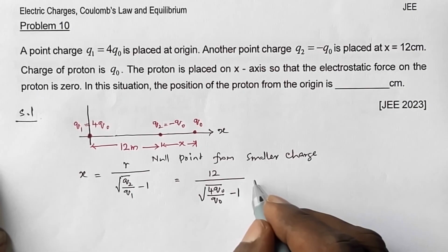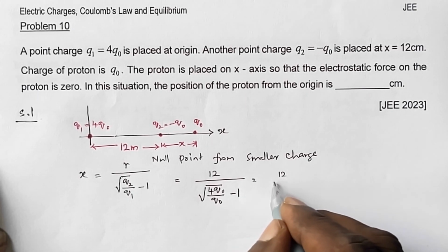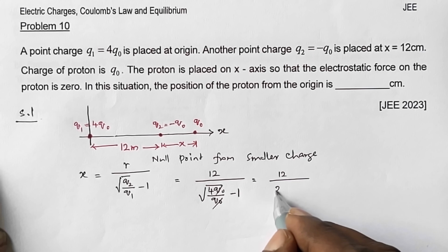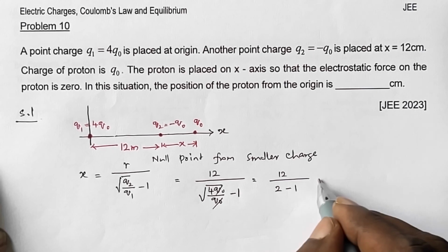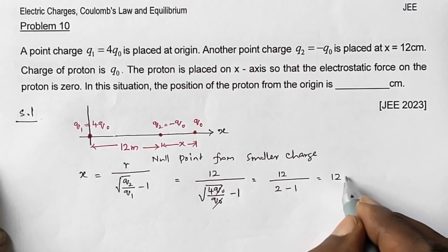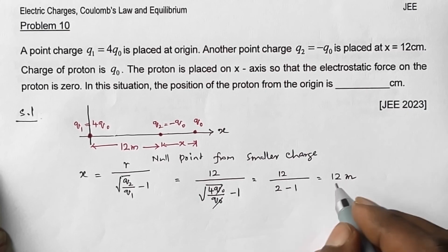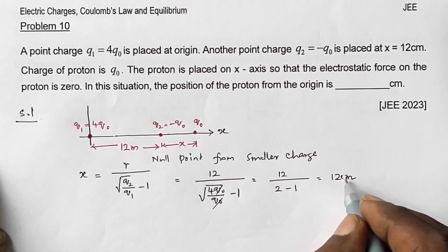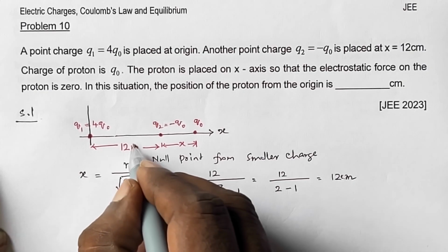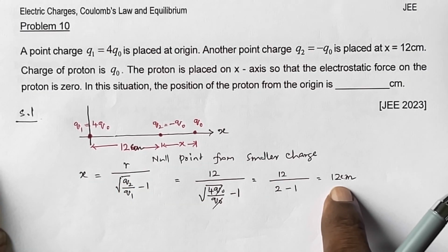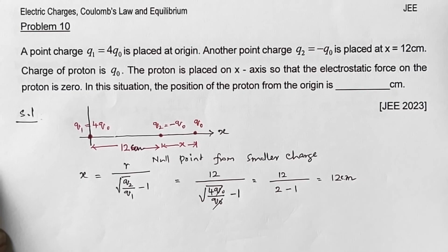So that is equal to 12 by, Q naught cancels, root 4 is equal to 2, minus 1, that is equal to 12 meters. So this is 12 centimeters they have given. 12 centimeter. This is 12 centimeter. So 12 centimeter came.